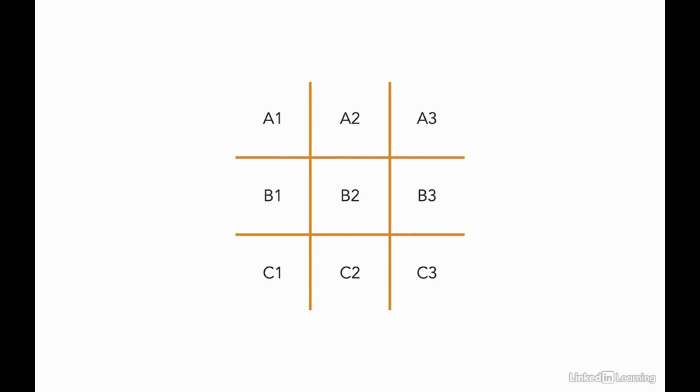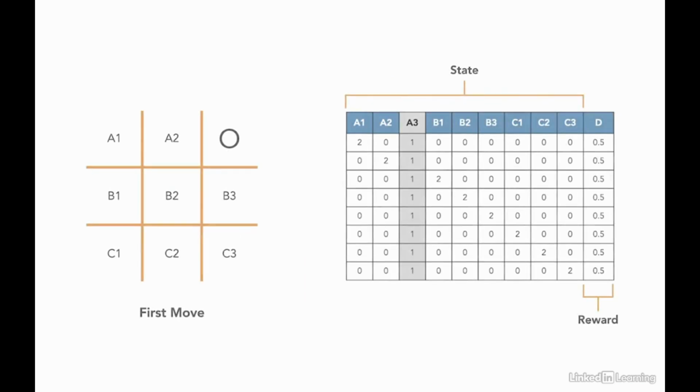Let's assume that each of the positions on the board is represented by the labels shown here, A1, A2, all the way to C3. Let's also assume that the first player is not the agent and plays O's, while the agent is the second player and plays X's. The first move of the game could look something like this.